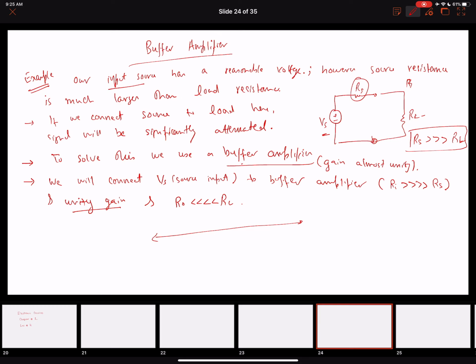So what we do is we connect it to a buffer amplifier, which is a regular amplifier with a very high input resistance compared to the source and a very low output resistance compared to the load. However, the gain is unity because we don't care about the amplification. Our voltage values are sufficiently good. Okay, so with that, we are going to wrap up our lecture today.